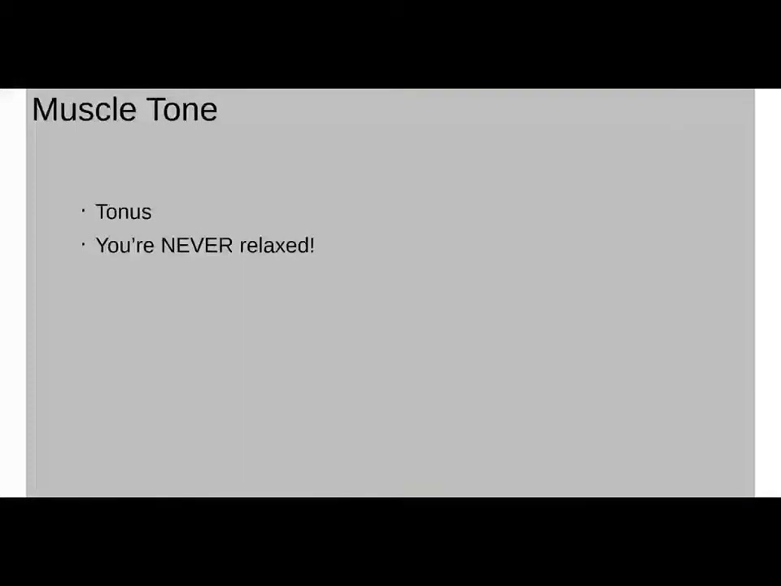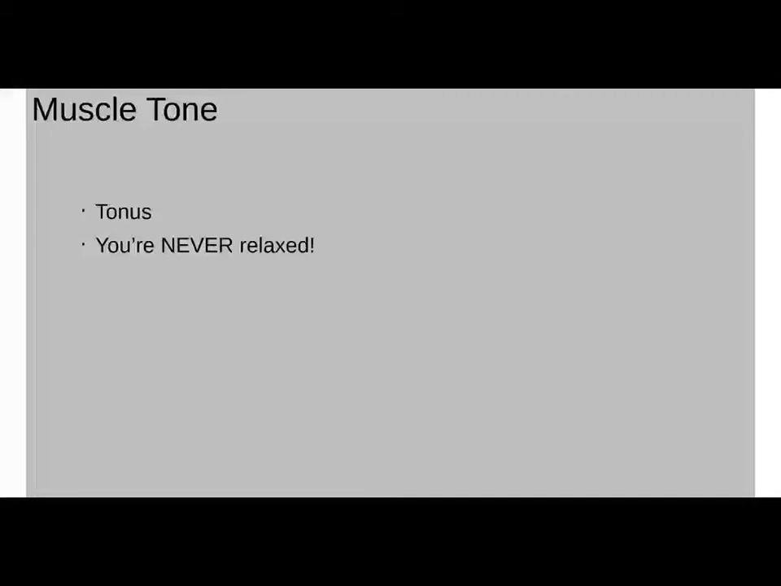Next, I want to talk about muscle tone or tonus. Muscle tone and tonus, those words are interchangeable. Tonus is the state of low-level contraction of all of the muscles in your body. You are never fully relaxed. Even when you are at your most relaxed, even when you are asleep, unless you have some sort of nerve damage, your muscles are always slightly contracted.